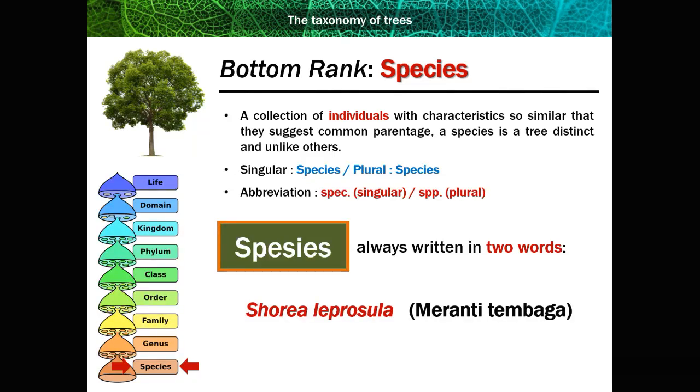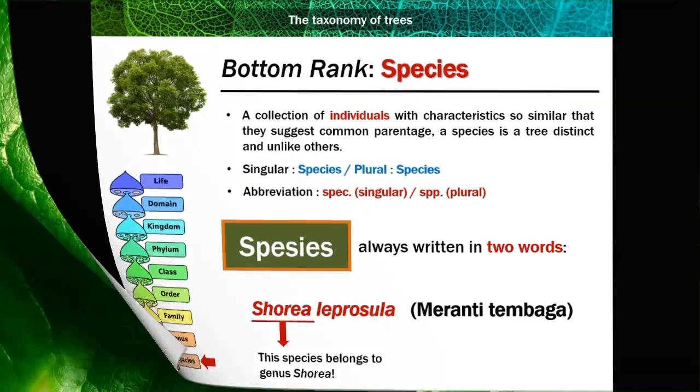For example, this is a species from Dipterocarpaceae family, Shorea leprosula. So this is the scientific name. And the vernacular name of Shorea leprosula is Meranti tembaga. So Shorea is indicating this species belongs to the genus Shorea.